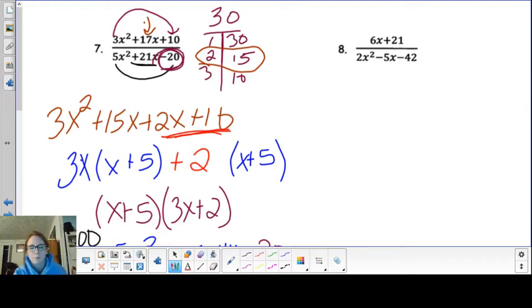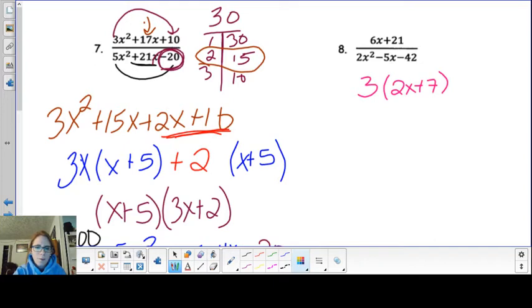Taking a look at the top, if I only have one x, how many sets of parentheses am I going to have? 1. What'll go into 6 and 21? Three. So I'm left with 2x plus 7. Remember, we don't have to always divide out the entire thing if it can't go in there. So I can't take out 6 because 6 doesn't go into 21.